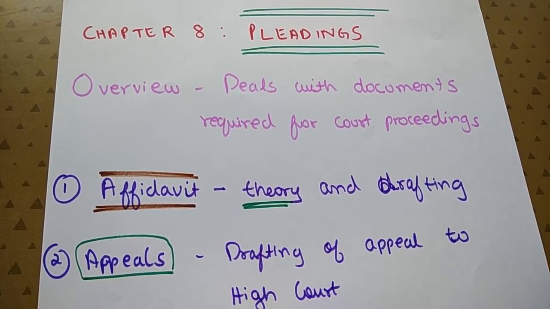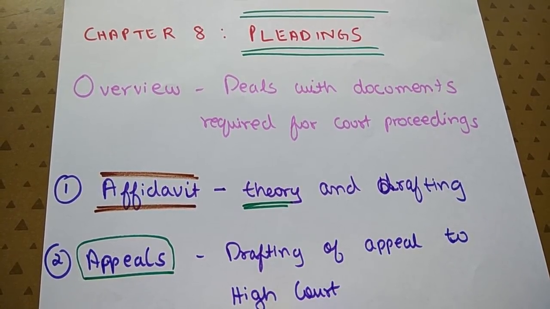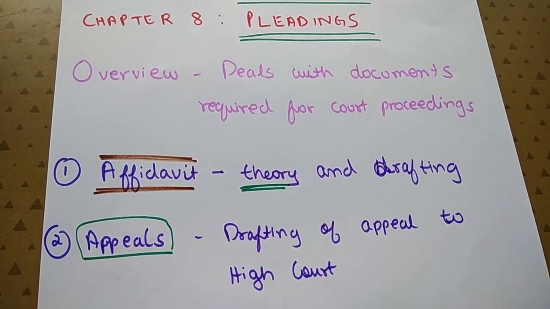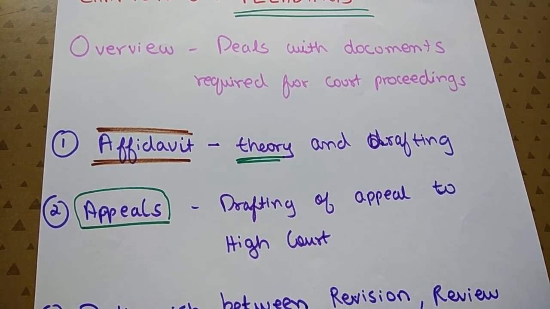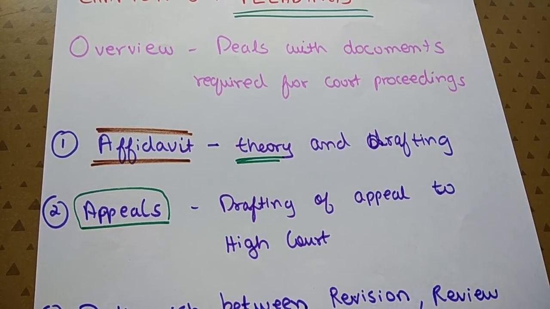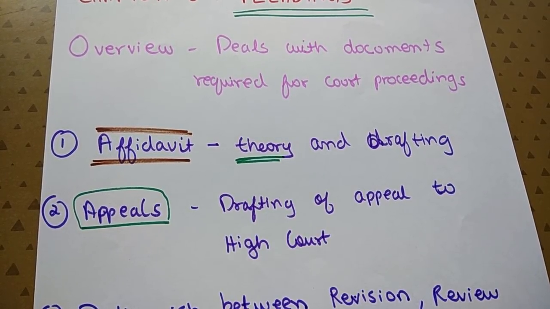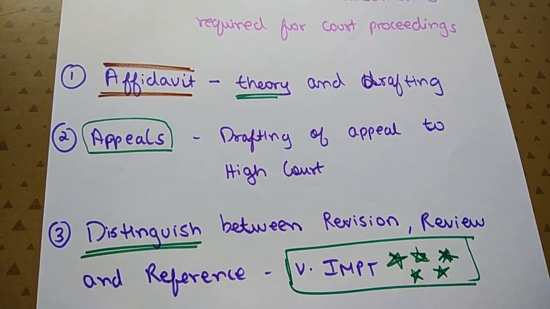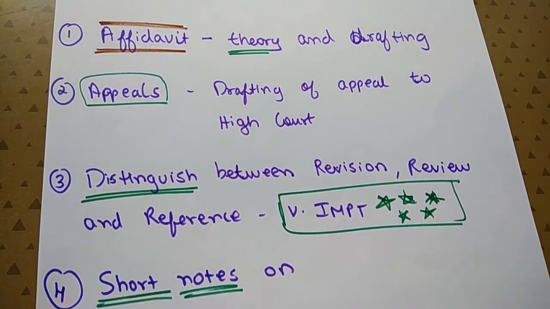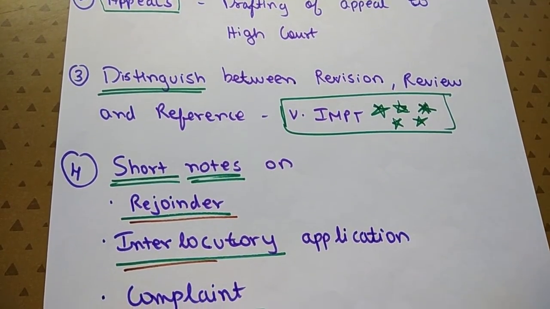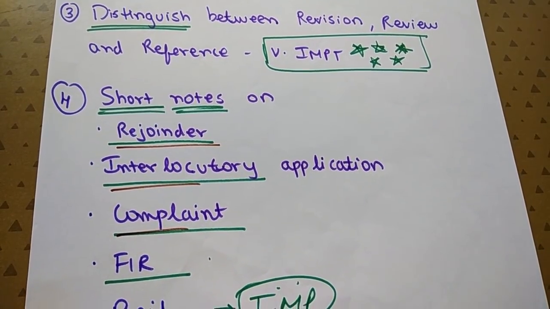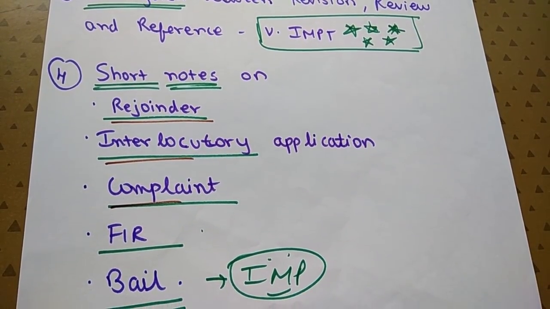What is important and frequently asked in this chapter is: first, theory and drafting on affidavits. Second is how to draft an appeal. In my exam, there was a question on drafting an appeal to the High Court. Third, many distinguish-between questions have been asked on revision, review and reference. Fourth, short note questions on the topics rejoinder, interlocutory application, complaint, FIR and bail are important.